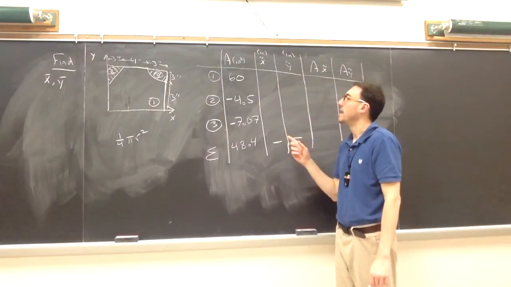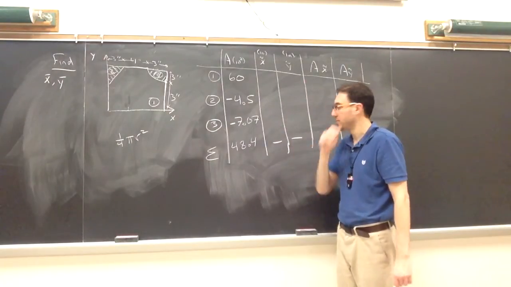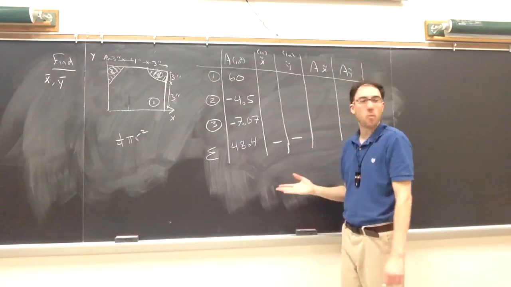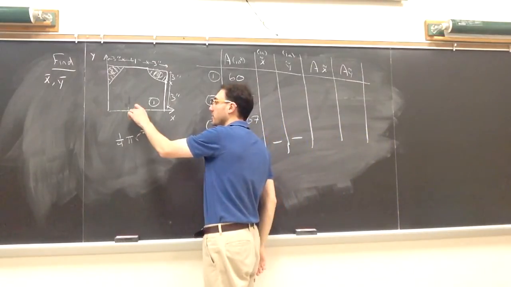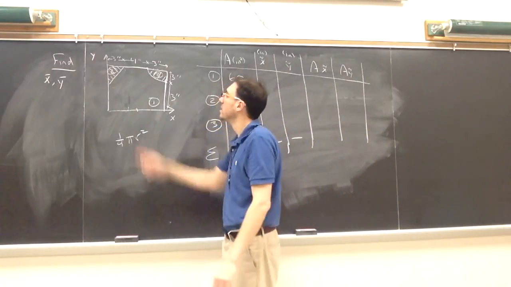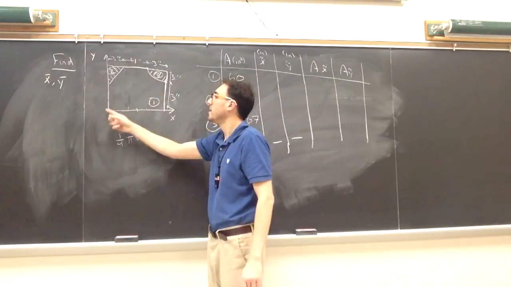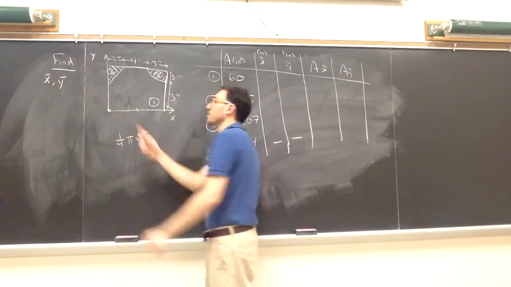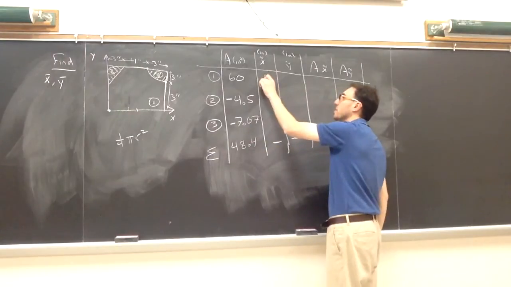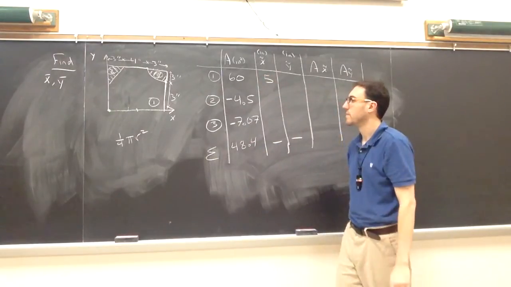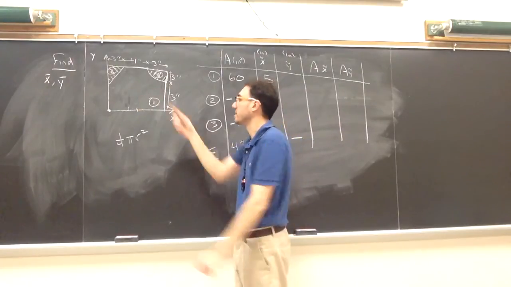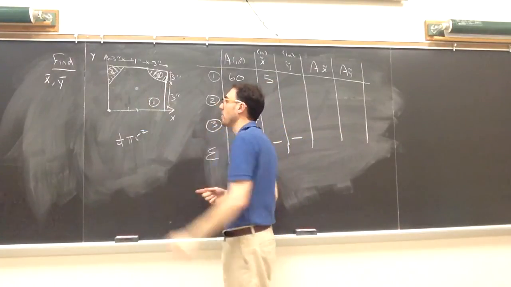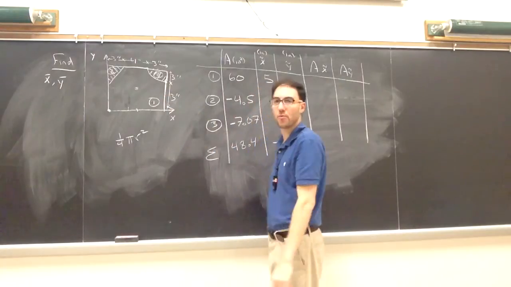Now I want my x tildes and my y tildes for each shape. Shape 1 will at least be easy because it's just a big rectangle. In the x direction, I have to go half of its base. Since its base is 10, then from the origin here, I have to go to the right by 5 inches. Once I'm there, I have to go up by half of its height to get to its centroid. So I have to go up by a total of 3 inches.